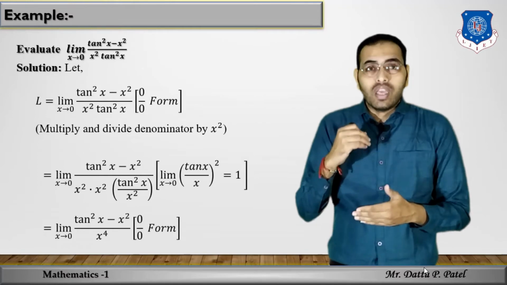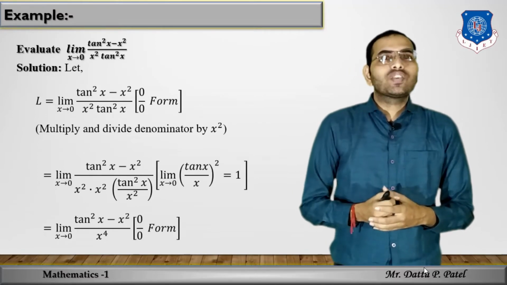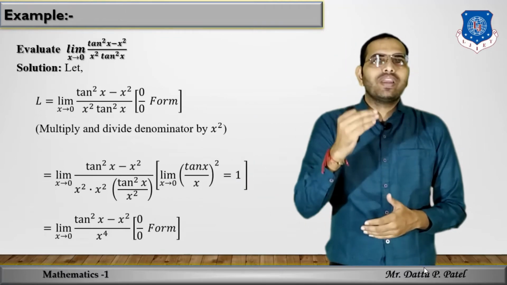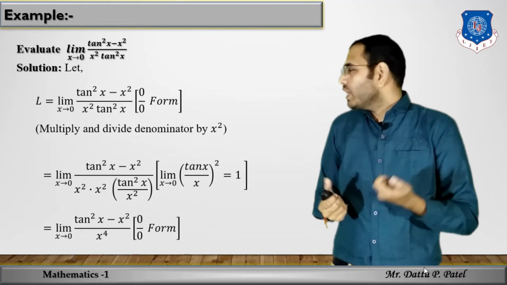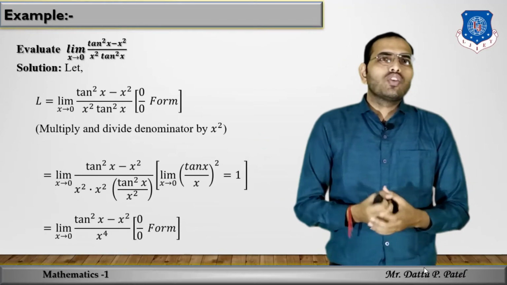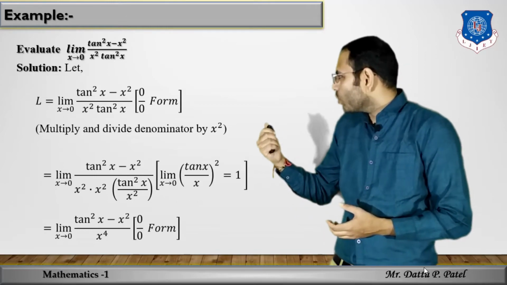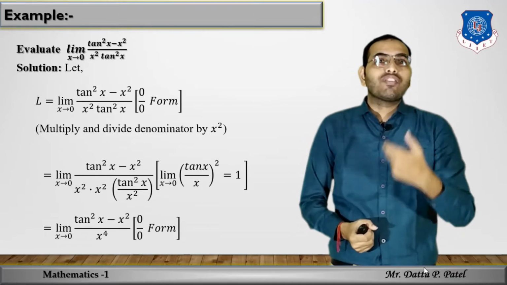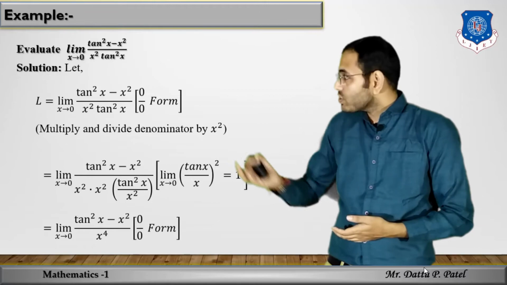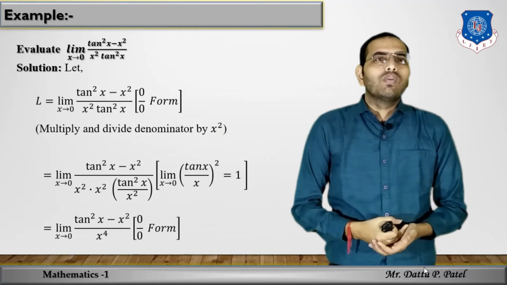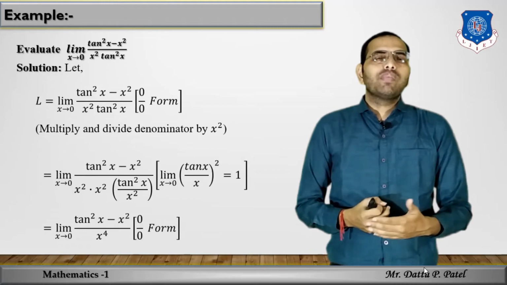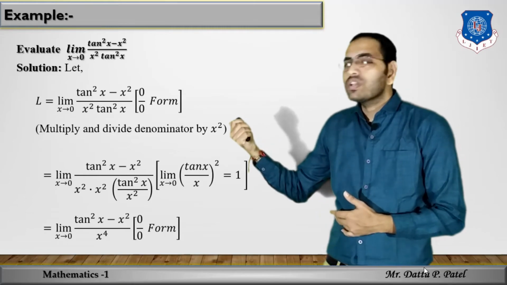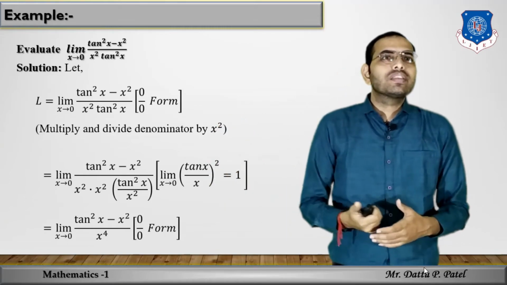Now multiplying and dividing the denominator by x square for simplification, it becomes tan square x minus x square upon x raised to 4, into tan square x by x square. You all are aware that the limit as x tends to 0 of tan x by x is 1, which is a standard limit, and that standard limit we get with the help of L'Hopital's rule, which is also a 0 by 0 form. Now applying that, our term becomes tan square x minus x square upon x raised to 4. Again we have to check whether the given form is 0 by 0 or not, and it is 0 by 0.